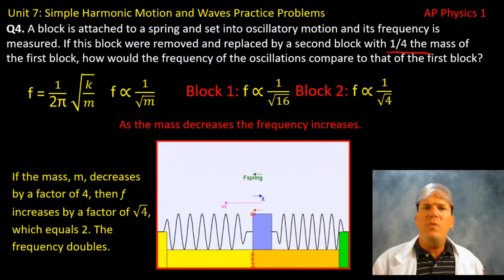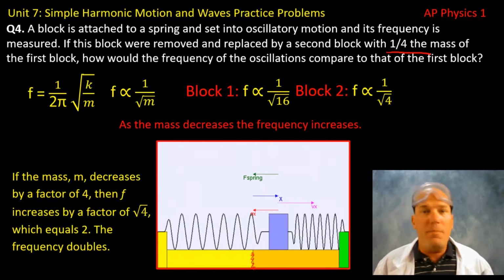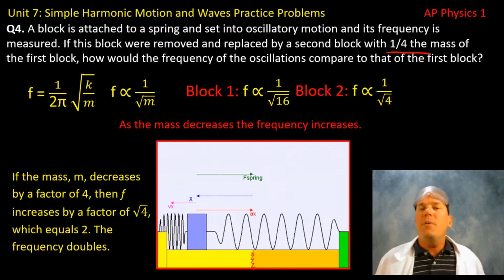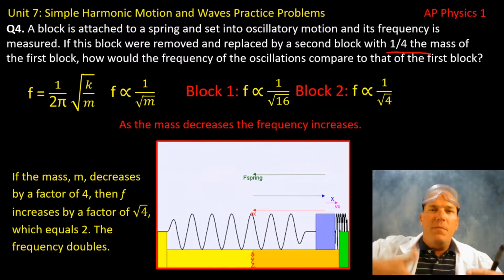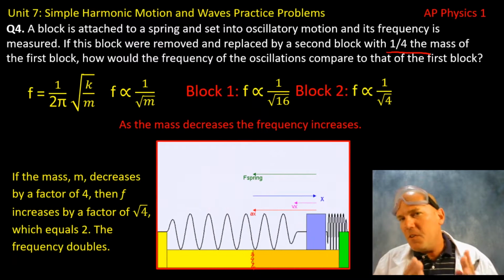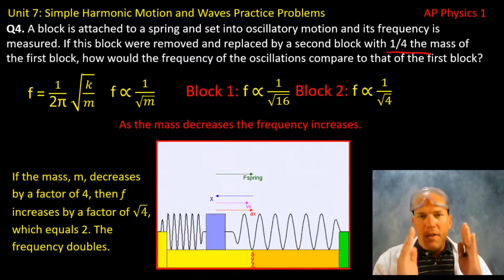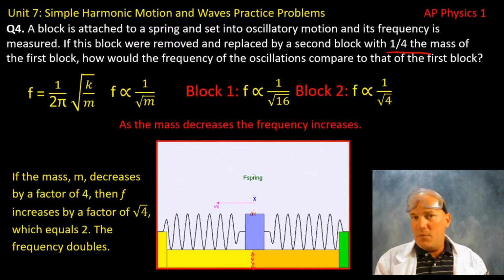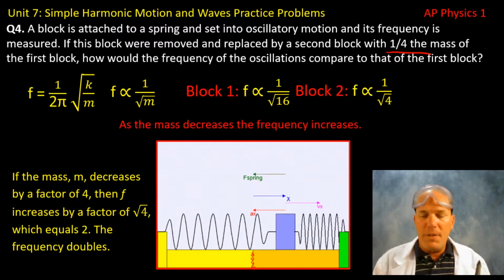I hope that makes sense. If we've gotten to do the labs yet, this should make perfect sense. So we put on a smaller mass and frequency increases. That is because of this inverse relationship where the mass is square root. It's under the radical. Please watch that.